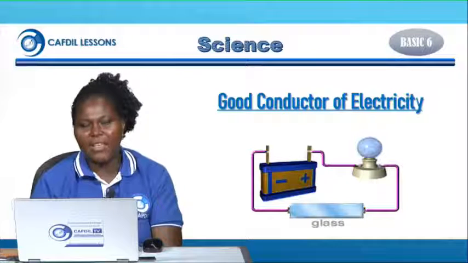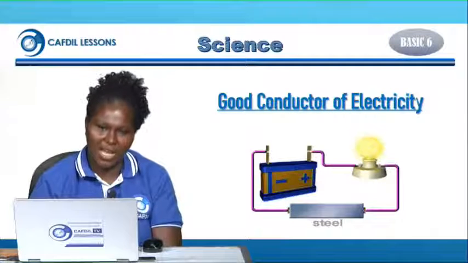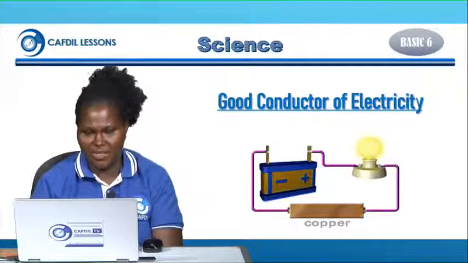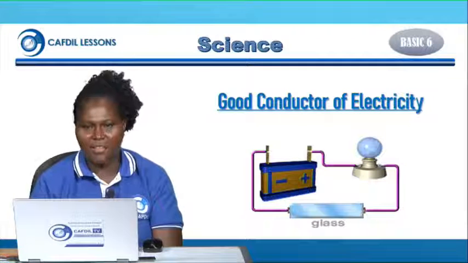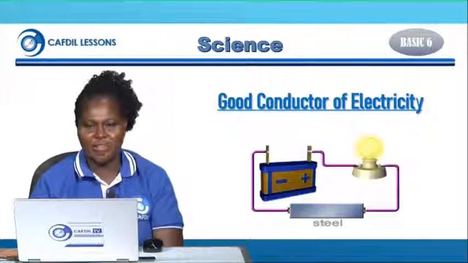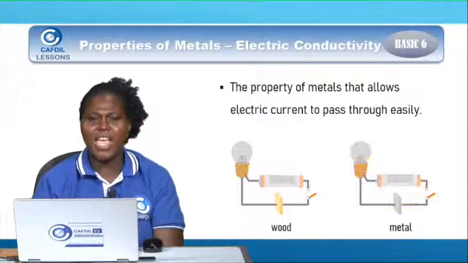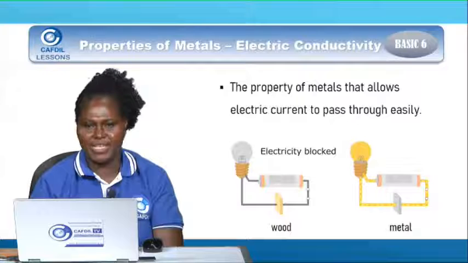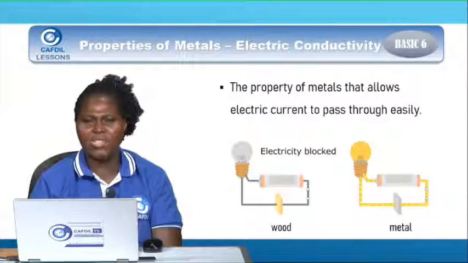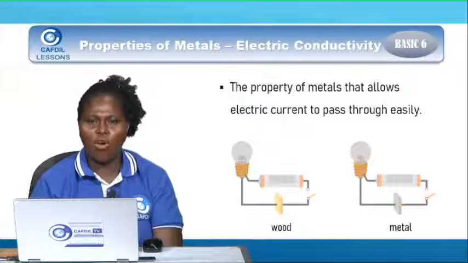So the copper is a good conductor of electricity. The steel is also good conductor of electricity. But the wood is a bad conductor of electricity. And then the glass is also bad conductor of electricity. So the property of metals that allows electric current to pass through easily is good conductor of electricity.